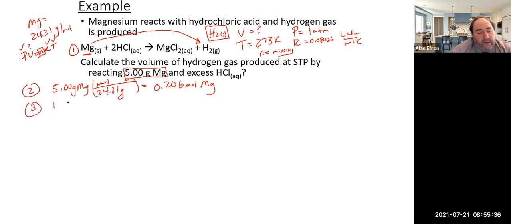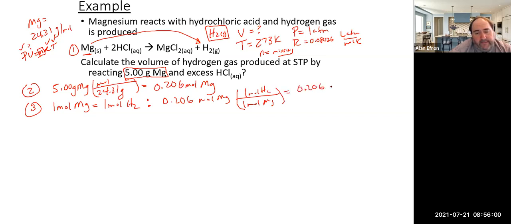We see that for every 1 mole of magnesium, we get 1 mole of H2. So that makes this calculation relatively easy. 0.206 moles of magnesium. Again, doing our mole to mole relationship from the equation, 1 mole to 1 mole gives us 0.206 moles of H2. Now we do have the correct moles that we're looking for.